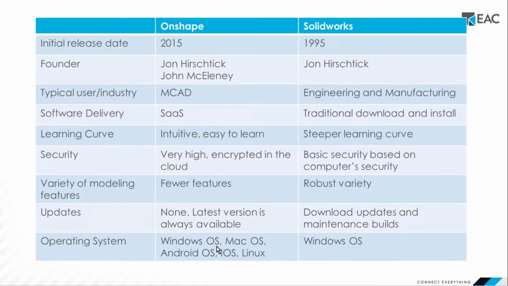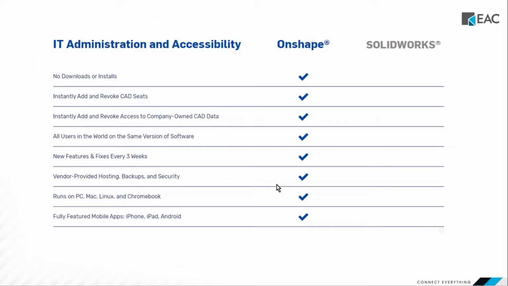Operating systems, Windows, Mac, OS, just about anything. It's BYOD, bring your own device. And obviously SOLIDWORKS is on Windows. So there's this comparison here, and we can talk about administration and things like this. The check marks on one side and not the other. We're not bashing SOLIDWORKS. You can put anybody's CAD system here. Put in NX, put in Creo, put in Inventor, whatever you want. They're all going to have pretty much the same results that we're going to look at today.